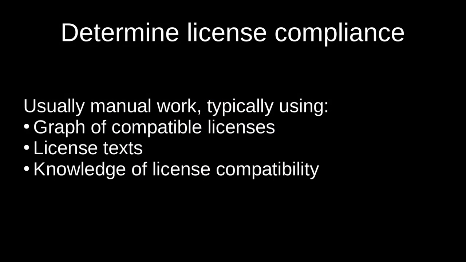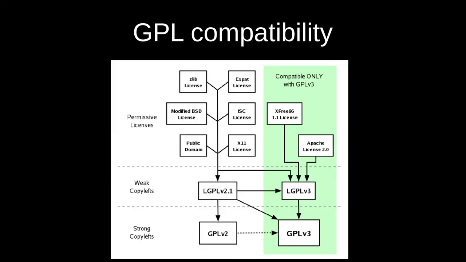So how do we determine license compliance? It's usually manual work. You can use a graph, which I'm using quite a lot, but nowadays I know it by hand. Sometimes I have to dig in and read the license text. Basically you build up in your spine a knowledge of license compatibility. And we've seen this before. So this is quite useful when you're trying to find the compatibility.